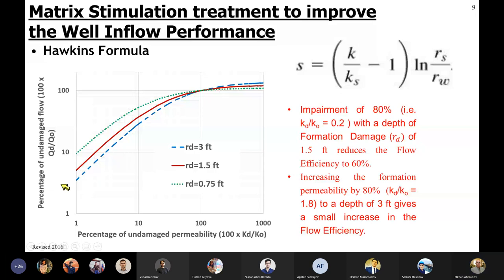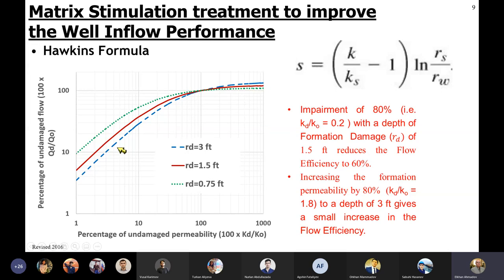Okay, so as you can see, near wellbore, if we have a 3 feet damaged zone, then we have the most downgrading of the production rate or productivity. Okay, and if we increase for the same amount, for example, here we have 80% damage to the reservoir. But if we increase the permeability by 80%, then the effect of this will be much less than the effect of damage. So again, it's better to prevent the damage rather than remedy the damage.